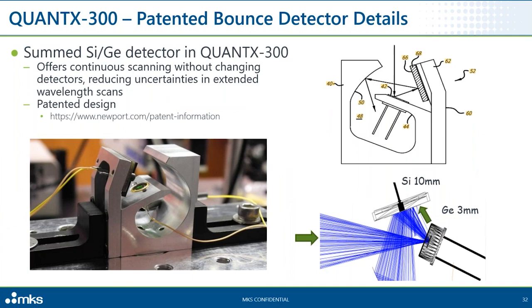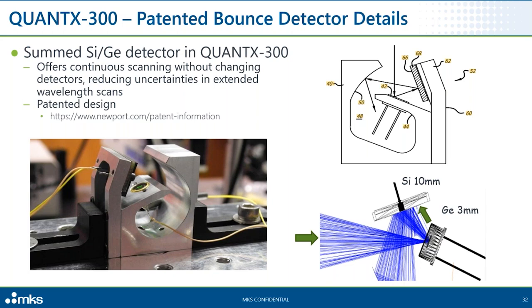And another patent mentioned here is the bounce detector, which is in the Quantex 300. Again, this design here you can see uses a summed silicon germanium detector, which offers continuous scanning over that full wavelength range without the need to change detectors. Again, further reducing uncertainties in those extended wavelength scans.